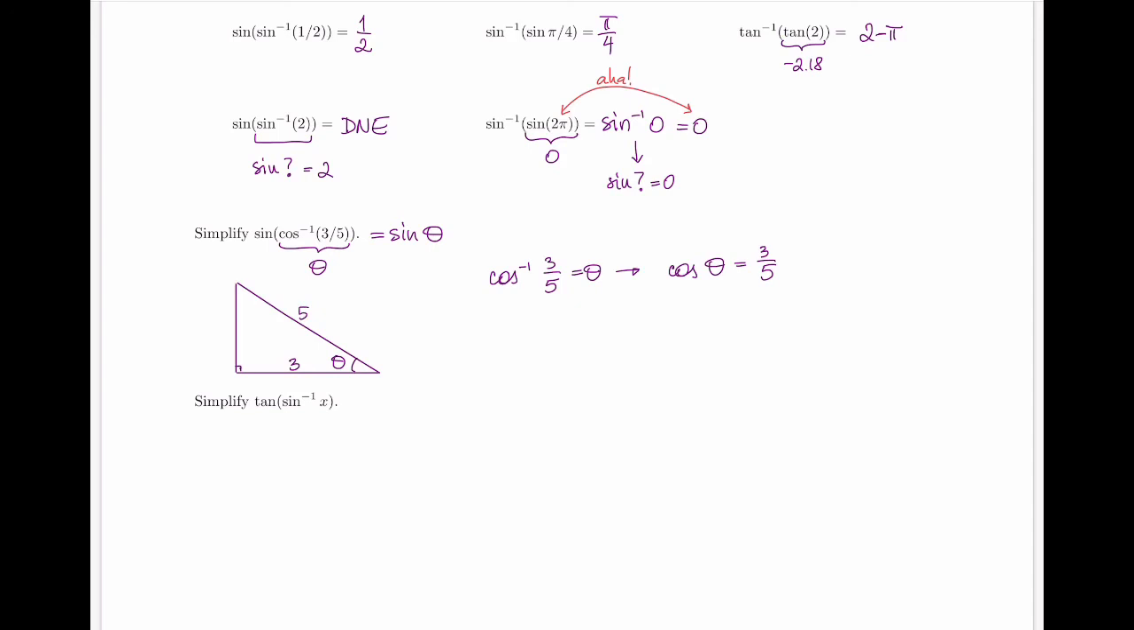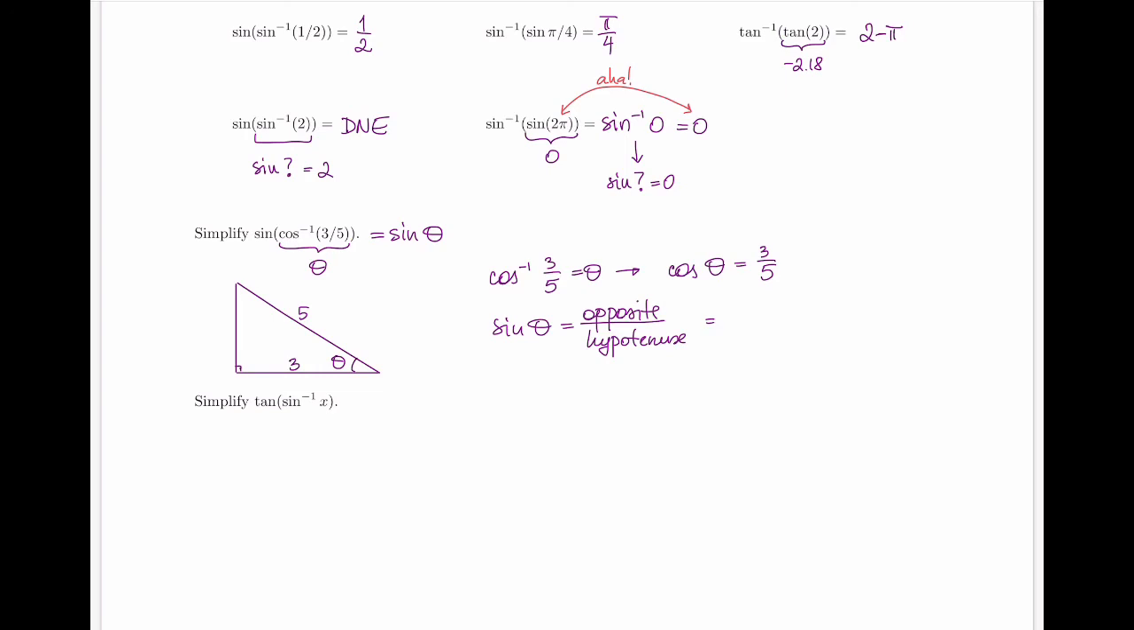Now notice that what I actually want is the sine of this angle. So I can simply write that out. Sine of theta is of course going to be opposite over hypotenuse. Let me write this out. And so now I simply have to calculate the values of the lengths of those two sides.